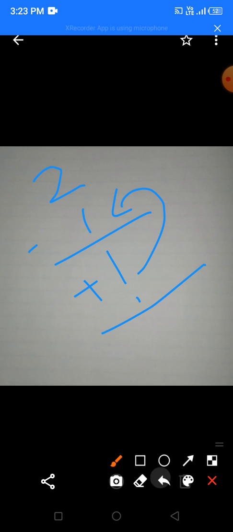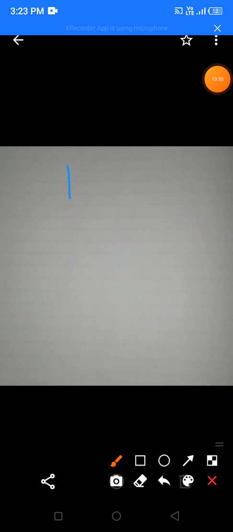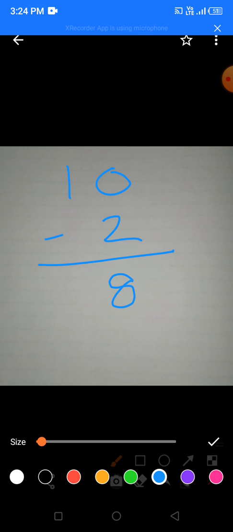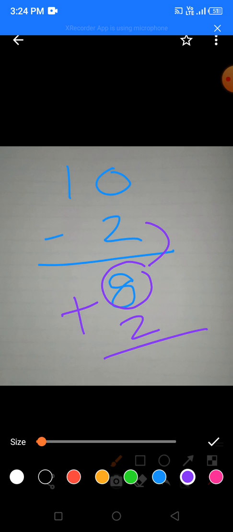It can be used for other numbers also. Suppose the number is 10 minus 2. Again 10 minus 2 will give you 8. Yes, now what will you do, children? You will just add this. So 8 plus 2 will give you 10.